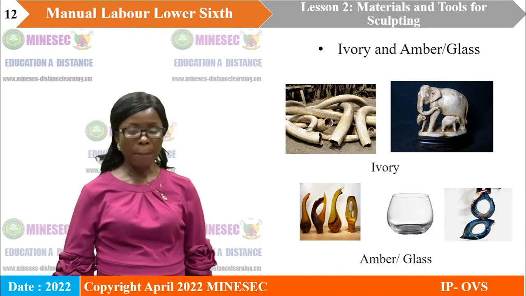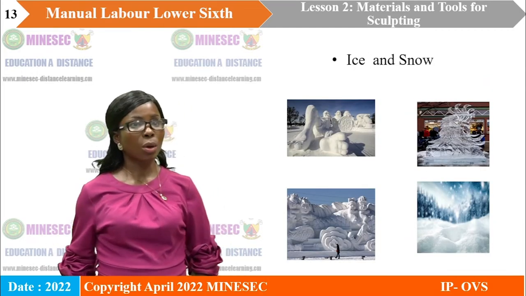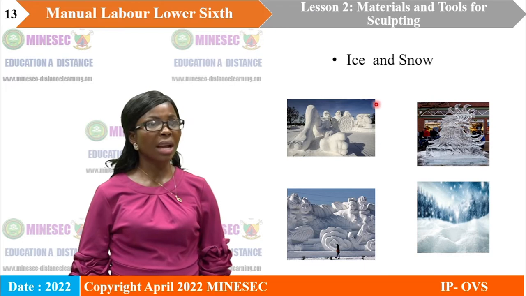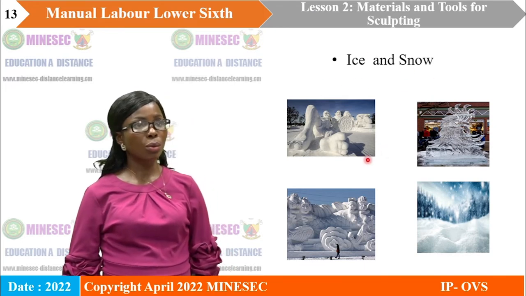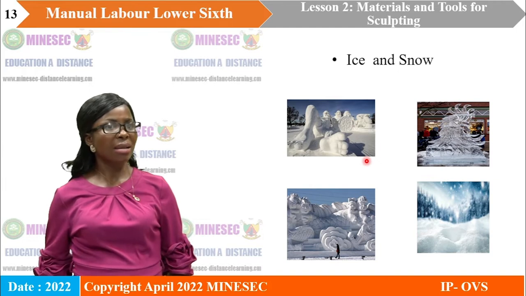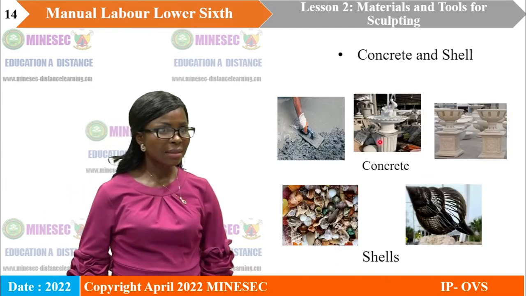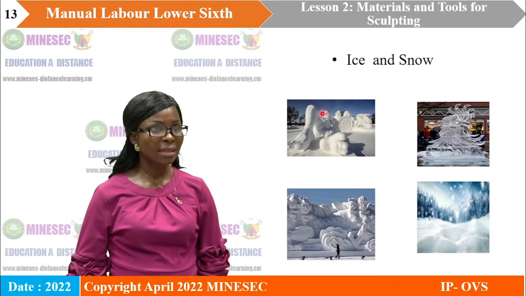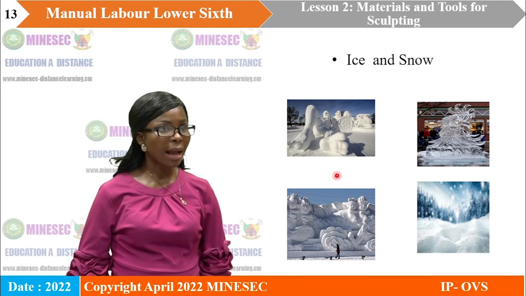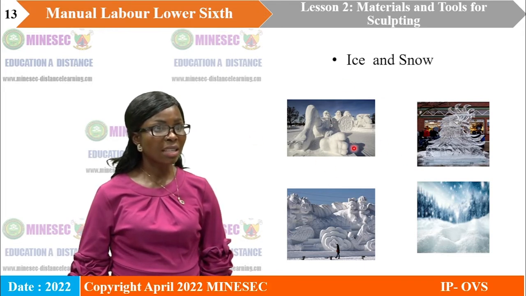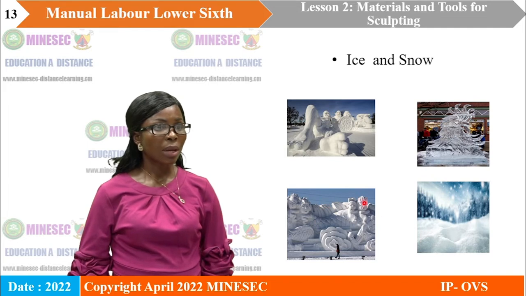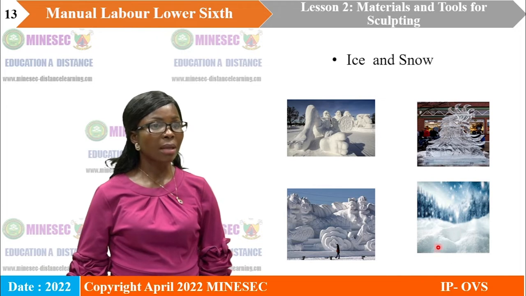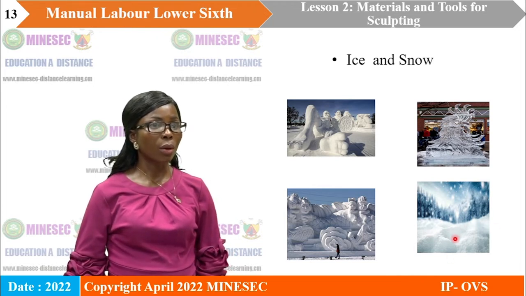We continue with materials used in sculpting. This is another material used in sculpting. We have ice and snow. This is ice. If you look on the diagram, this is ice. The picture here is ice. Ice has been used to make this material. We have another one, this is snow. This is snowfall, used in making sculpted objects.